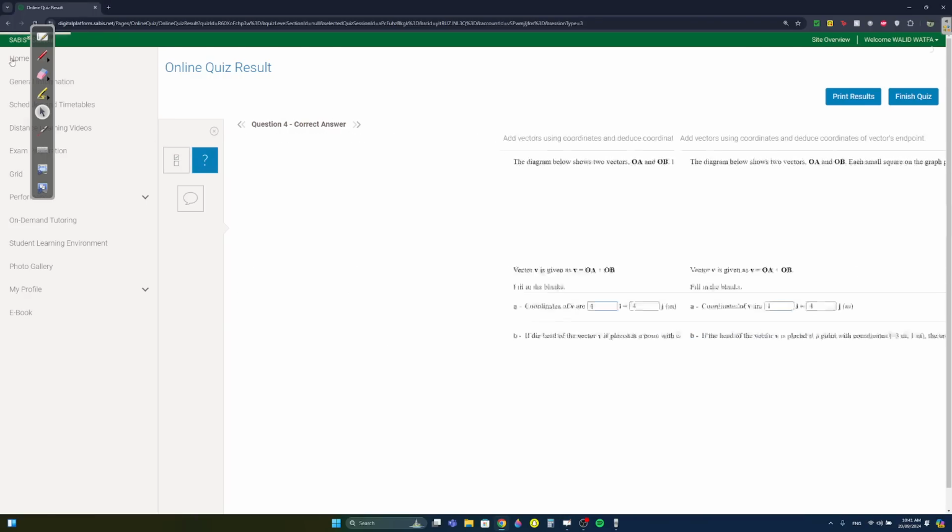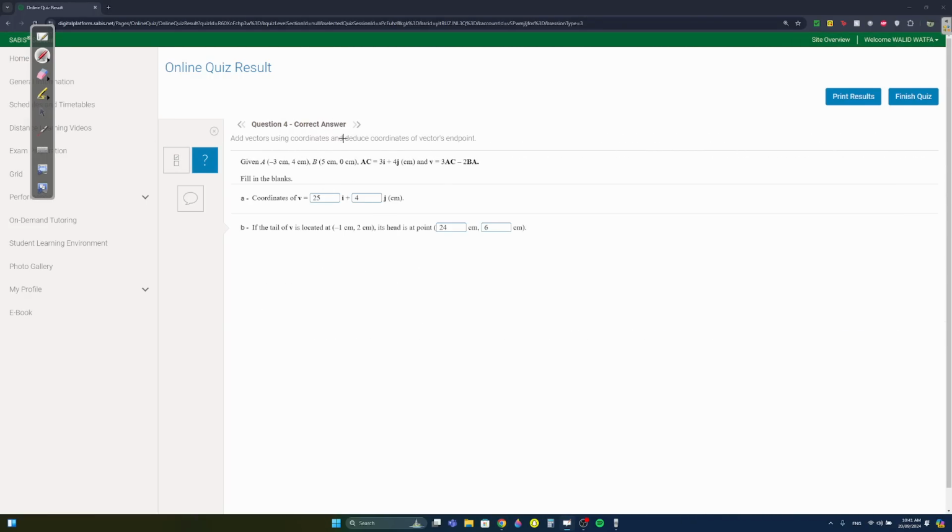Question 4. Given A is minus 3, and so on, B is this, AC is this, V is this. Okay, coordinates of V. V is 3AC, where AC is 3i plus 4j, and then minus 2 times BA. We don't know what BA is, but we can find BA.